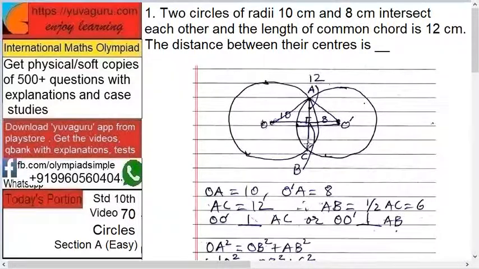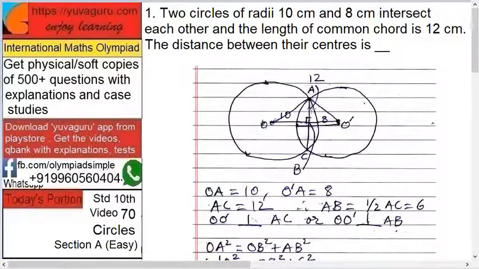Now this is AC. Now this middle one, B, is half of AC always. Okay. So what all we have? OA equals 10, O dash A equals 8, AC equals 12. Therefore, AB equals 1 upon 2 into 12, right?